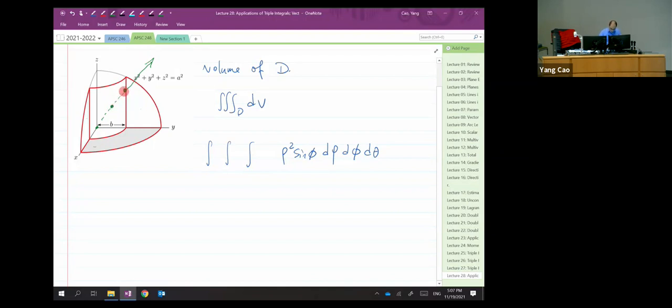How we find rho min and rho max: rho max is pretty simple because it is right on the outside surface, which basically means rho max is a. So rho max must be a. The rho min takes a little bit of effort. Rho min is this distance from the origin to the first contact. So we said what you could do is look at this cross section. So you draw a cross section like that.